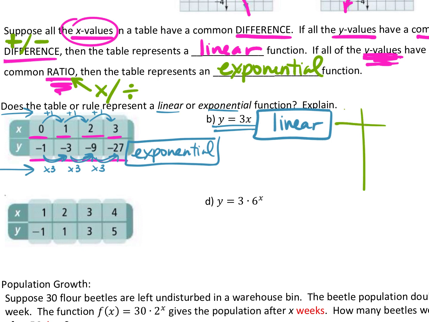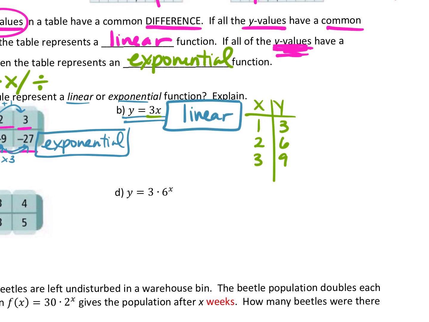If you don't see that, here's what you could do. Plug in numbers for x and see what you get for y. If I plug in a 1, 3 times 1 is 3. 3 times 2 is 6. 3 times 3 is 9. Compare those. This is going up by 1. What is this doing? It's adding 3. If you can add the same thing all the way through, it's linear. Okay? If you multiply, it's exponential.